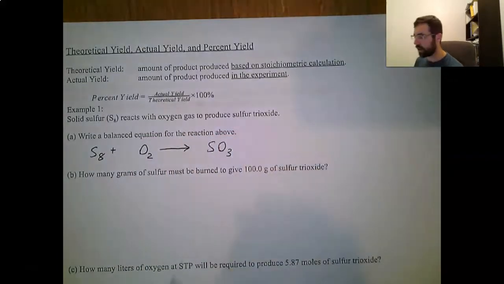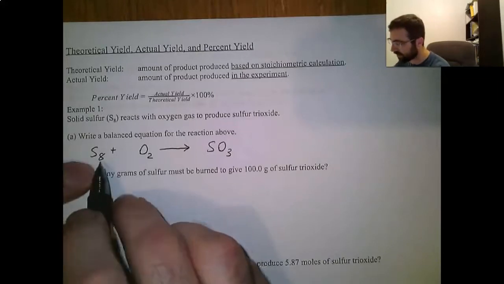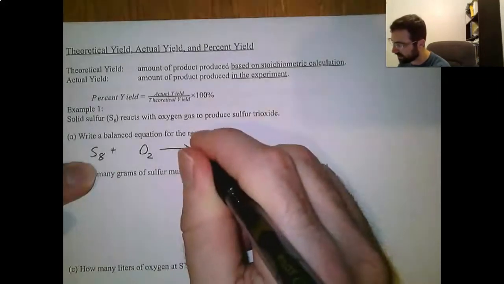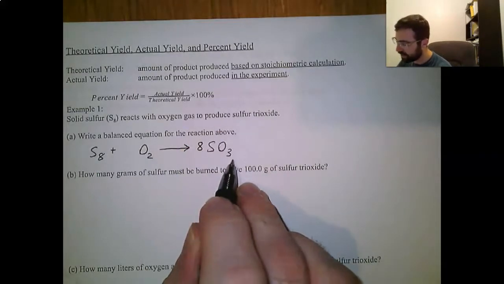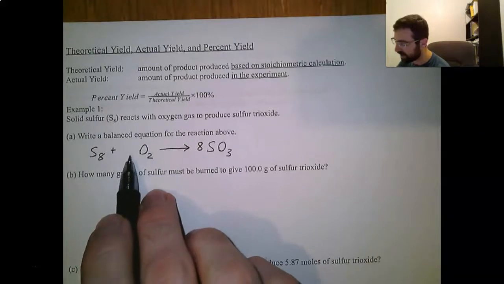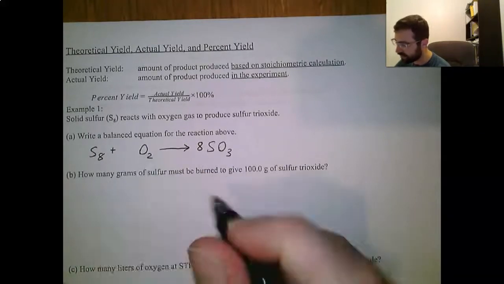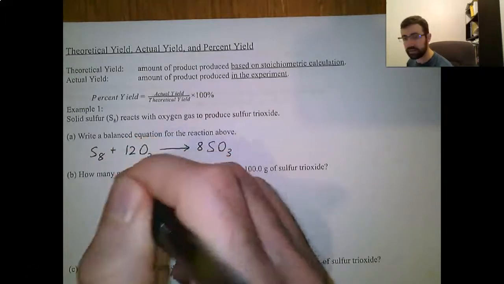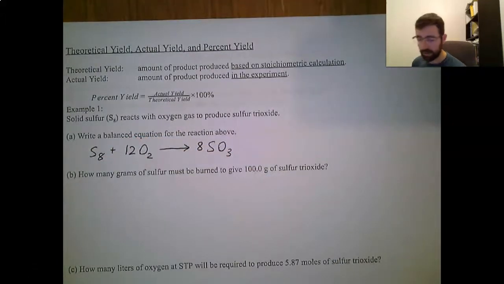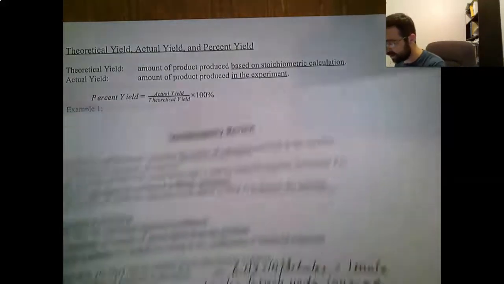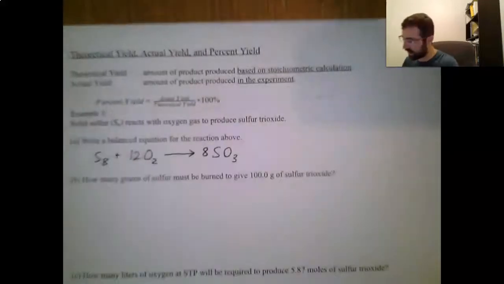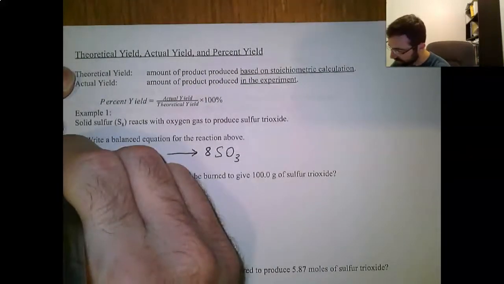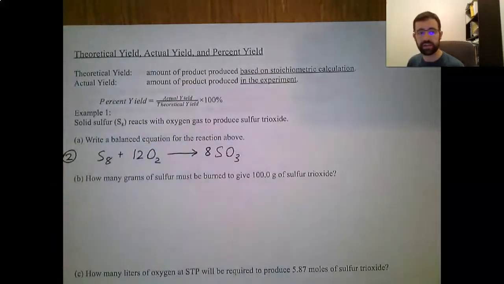SO3. Now I need to balance it, so I see that I've got 8 sulfurs. I'm going to put an 8 over here and see what that does. 8 times 3 is 24, so I need to multiply oxygen, O2, by something to get 24. I'm going to put 12 to get me to 24. All right, so there's our balanced equation, which, by the way, if you look back at page 1, write a balanced equation of the reaction. Well, that's step 2, so we could go ahead and label that step 2, and we know that we've got step 2 taken care of.